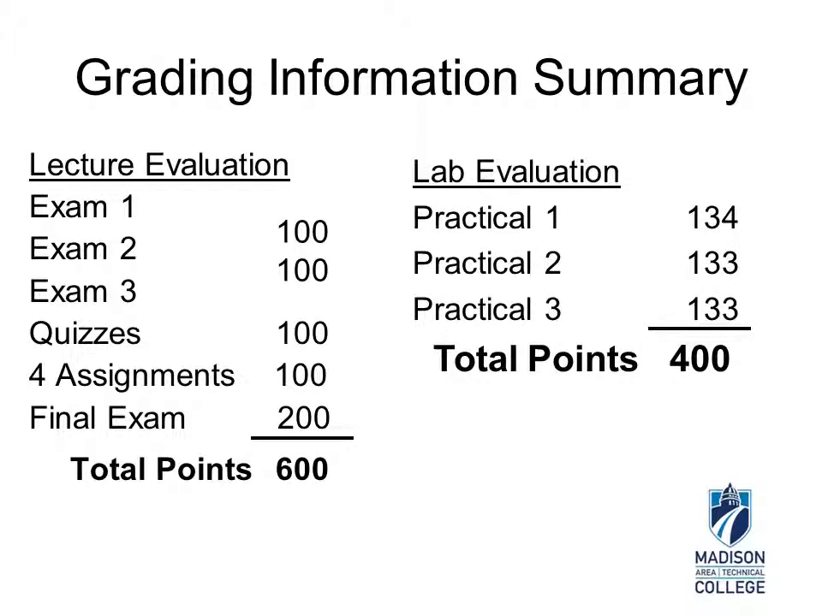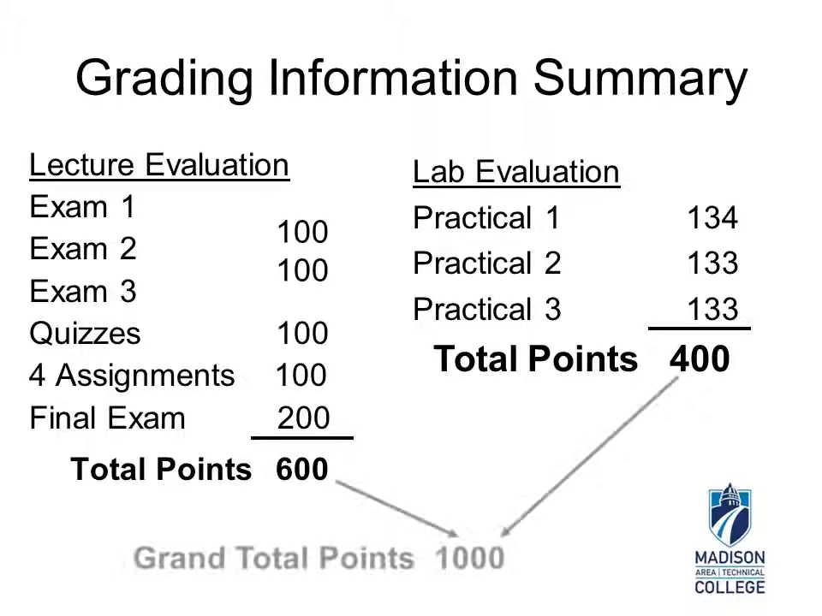You will have 3 lab practicals, each worth technically 133 and a third point. Again, I'll probably weight your first practical a little heavier than the second and third because it tends to be the easier of the three. So 134 points first practical, and the second and third practicals 133 points each, for a total of 400 points. So when you add the points from your lecture and points from your lab, you get a total possible points of 1,000.